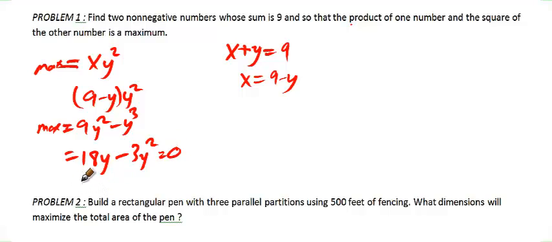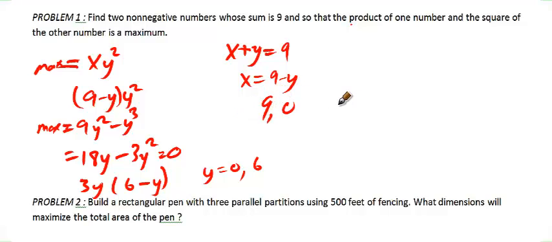Okay, well, the thing about this one is there are two answers. So if we take out, let's see here, we take out 3y, leaving us with a 6 minus y. Okay, so we have y equals 0 and 6. Well, a couple things we can kind of throw out here. So if y equals 0, you can have 9 and 0, I guess. So if y is 0, then x equals 9. So we have 9 and 0. And then we've also got, if y equals 6, we have 6 and 3.